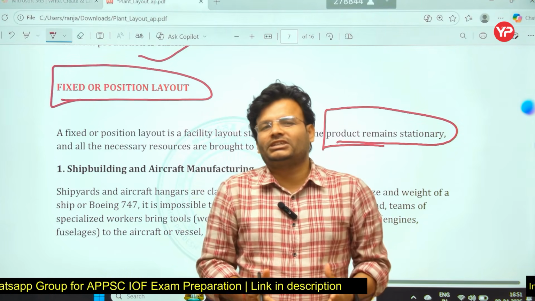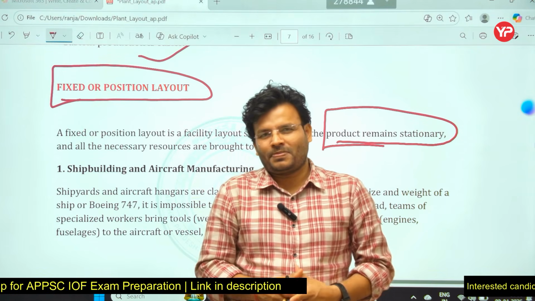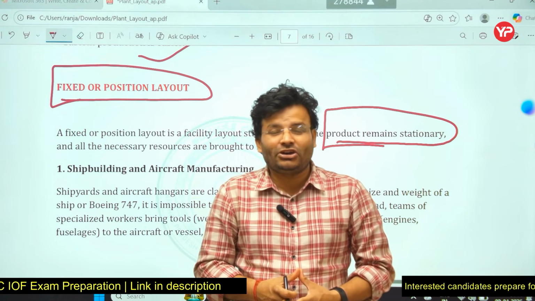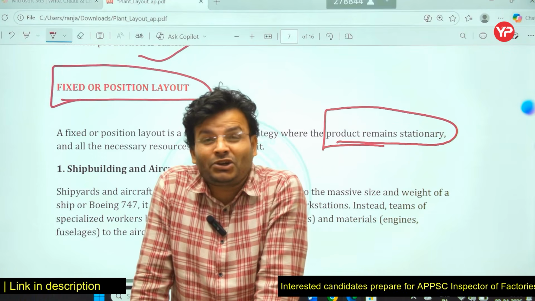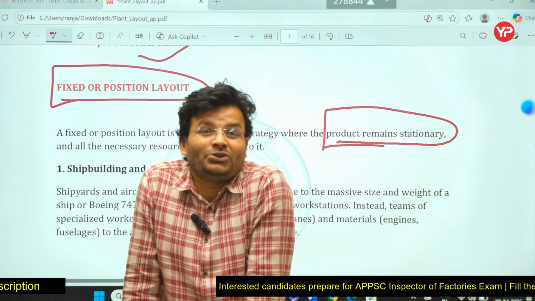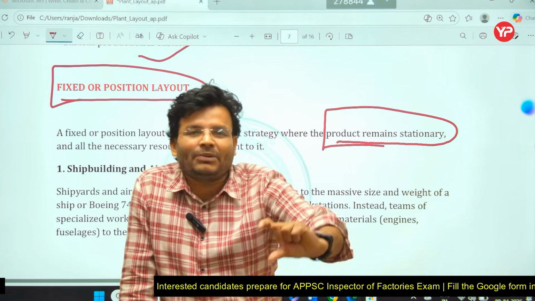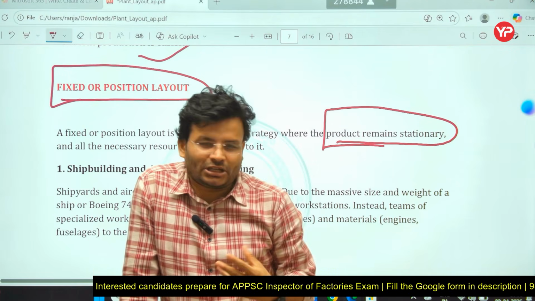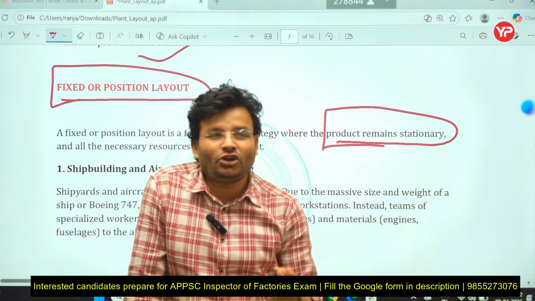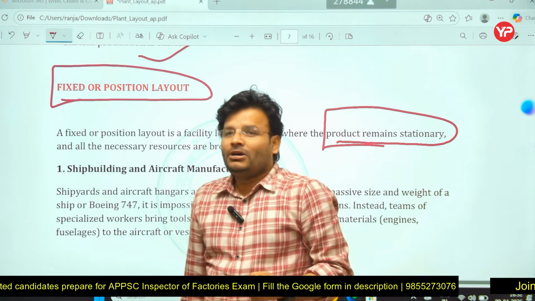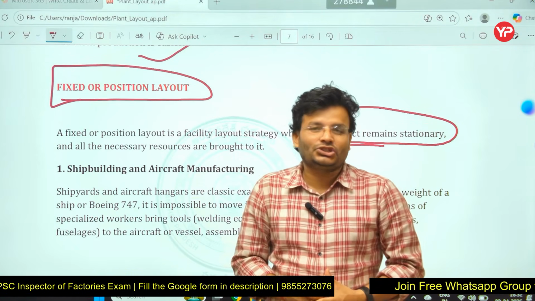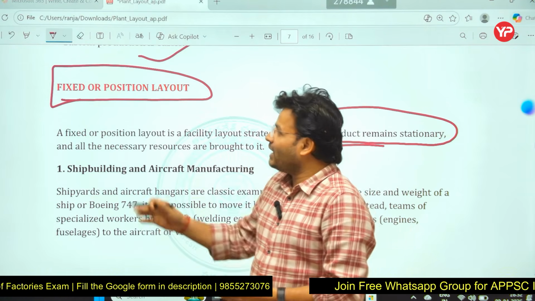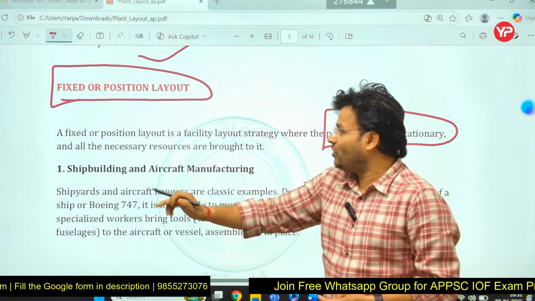You have to construct a huge ship. Can you work on fixed or process layout? Can you work on line or product or functional layout? No, you cannot do it, never, because in that you have to do the movement. Either you talk about line or functional, in all those cases you have to move. But with large, heavy structures, it is not feasible. That's why I am going to talk about fixed or position layout.